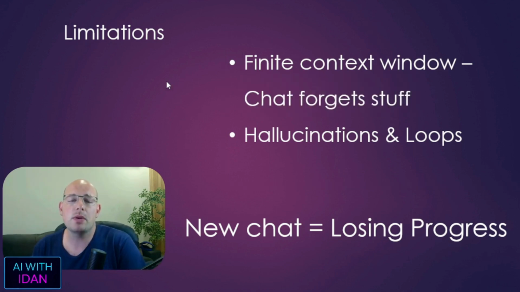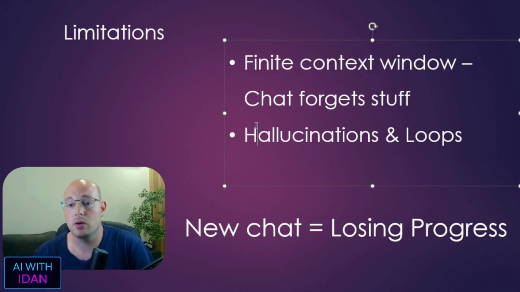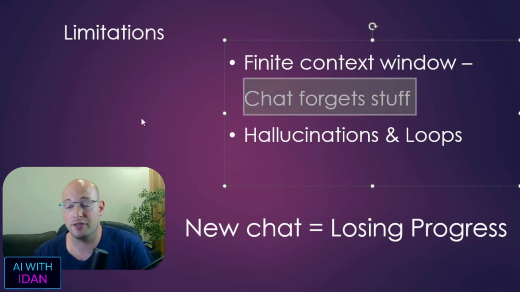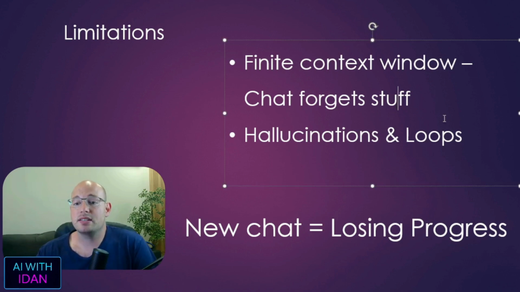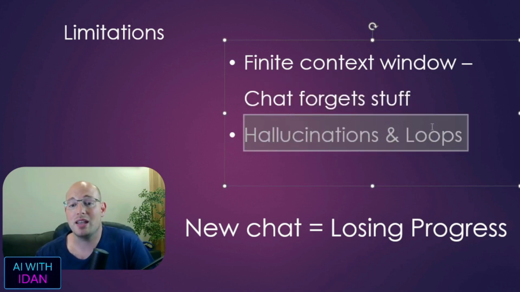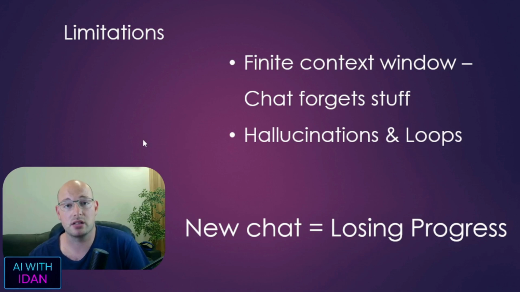That is why maybe we call it a big project. It's about our definition. I define a big project as a project that I need more than one or two conversations to achieve, meaning that the finite context window, when the chat starts forgetting stuff, is a limitation to my task. Because once that starts happening, also hallucinations and loops start happening.